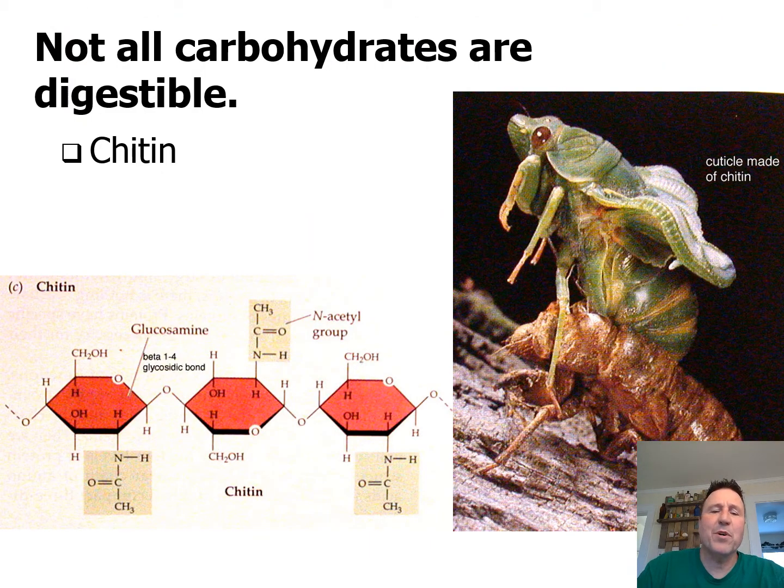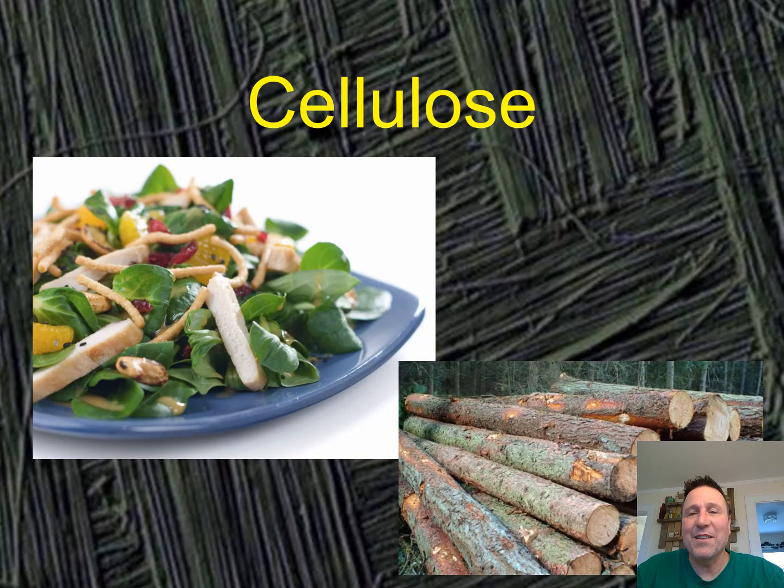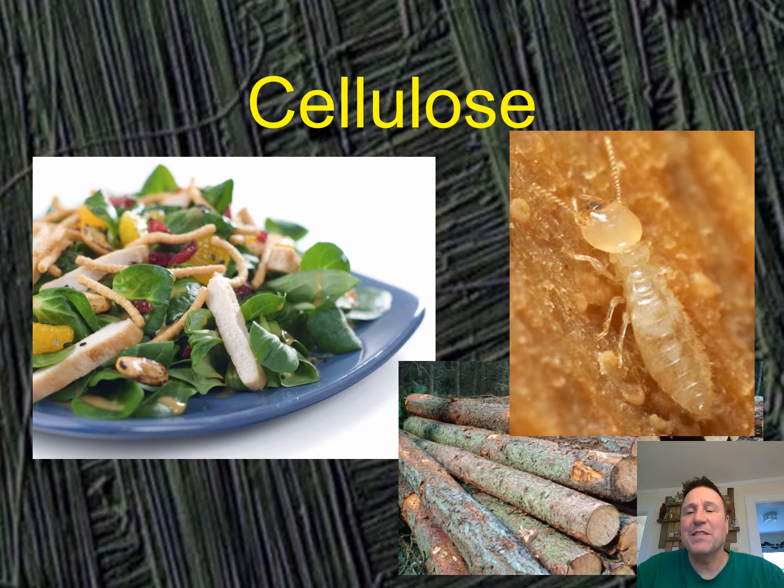Here's chitin, perfectly good sugar, but we don't have the enzymes to break it down. Same thing with cellulose. Termites have protozoans and bacteria in their gut that break it down, but we can't break down cellulose. So you eat a salad, the lettuce part, you get a lot of fiber, and you get water and nutrients too, and sugars in fruit, things like that, but we can't break down the cell walls of plants.